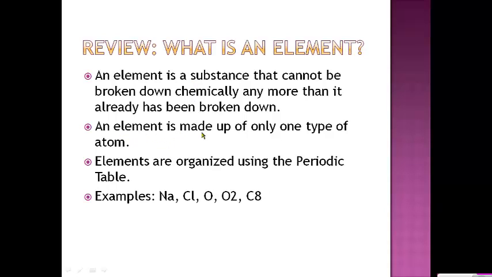An element is made up of only one type of atom. Elements are organized using the periodic table. And some examples would be Na, sodium, Cl, chlorine, O for oxygen, O2, which means you have two oxygen atoms put together. This is still an element because even though you have two atoms, they're the same type of atom. And C8 would be 8 carbon atoms put together. Again, still an element because you have 8 of the same type of atom put together.